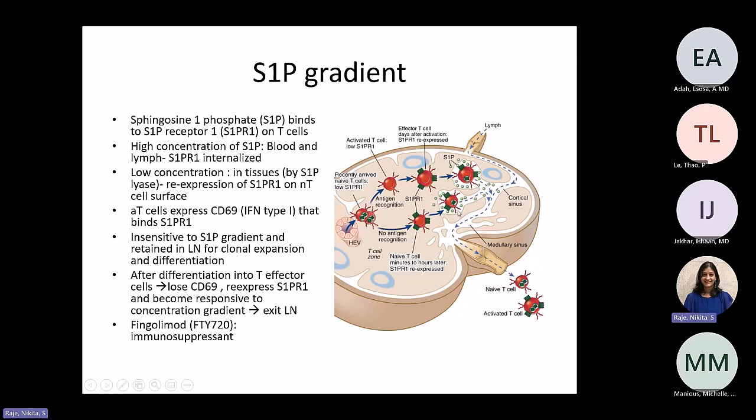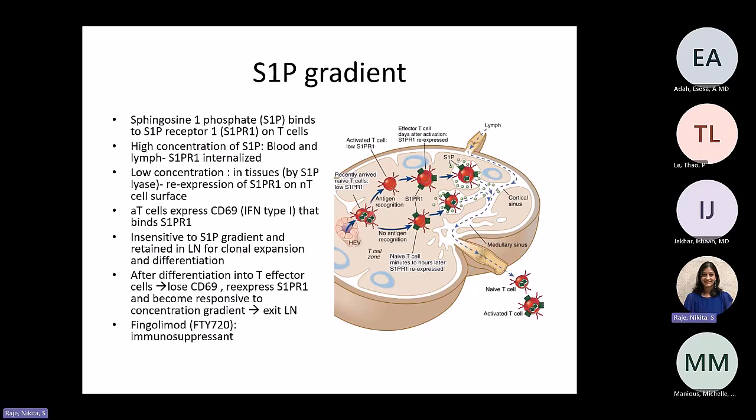Once they differentiate into effector T cells, they lose their marker CD69. Once they lose CD69, there is increased expression of S1PR1 on their surface. So now they become sensitive to the concentration gradient, so they start moving out of the lymph node and they can exit the lymph node.